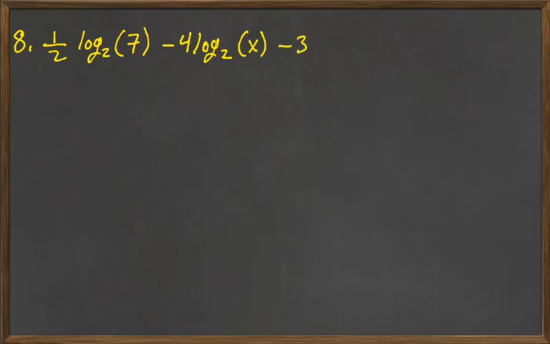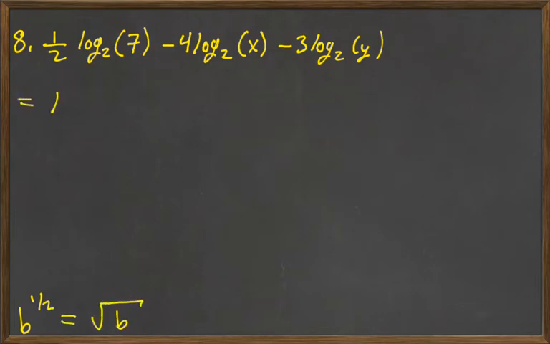Okay, all right, I think this is probably the last one. So we have 1/2 log base 2 of 7 minus 4 log base 2 of x, and then minus 3 log base 2 of y. The first thing we're going to do is mention, again, as a reminder, b to the 1/2 is the same thing as the square root.